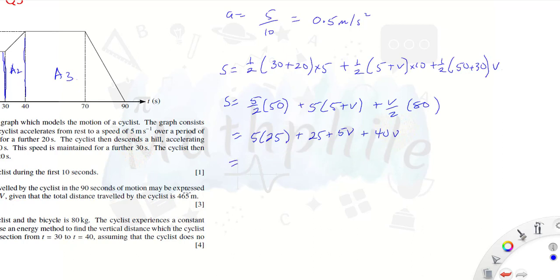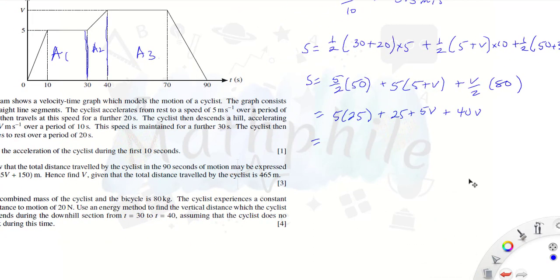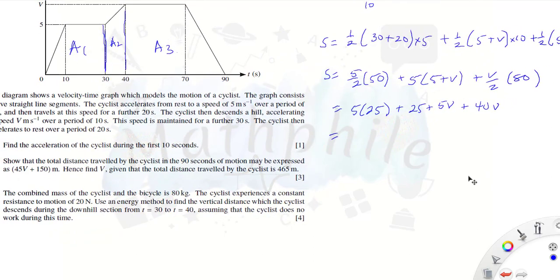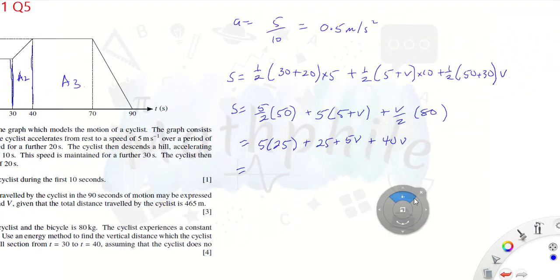So basically, at this point, I just go to the question and write the answer over there because we are told to prove. I don't really need to prove this one. So I know I'm going to get 45V plus 150. Did you get this one?